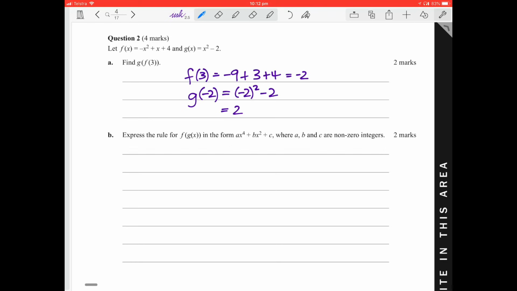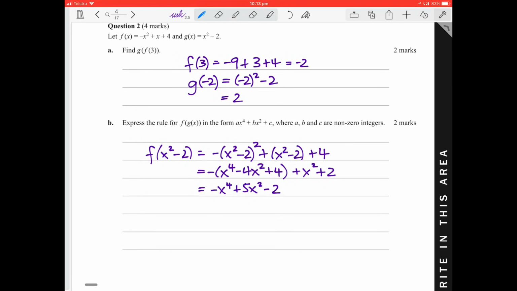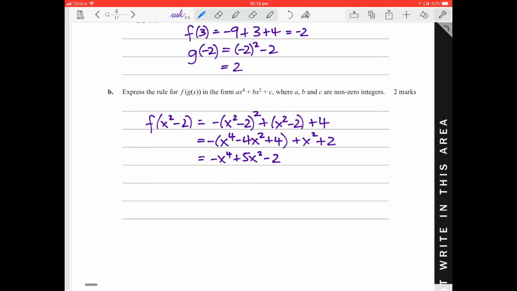Okay, express f of g of x in the form ax to the 4 plus bx squared plus c. So f of g of x, so f of x squared minus 2, which means wherever we've got an x, we replace it with an x squared minus 2. Negative x to the 4 minus 4x squared plus 4, plus x squared minus 2, plus 4. So we're going to get negative x to the 4, plus 4x squared plus x squared, which is plus 5x squared, minus 4 plus 2, minus 2. They're all integers, minus x to the 4 plus 5x squared. It doesn't say we have to give a, b, and c. It just says put it in that form, which it is.